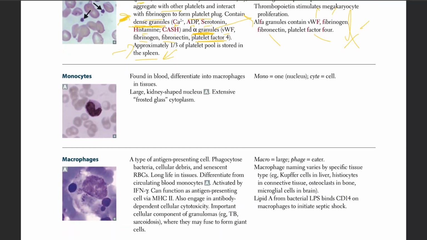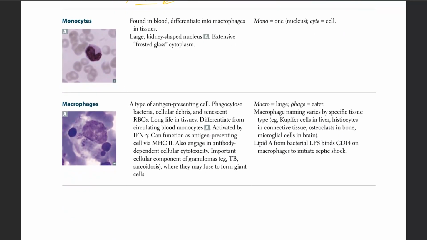Okay, moving on with the monocytes. That is found in the blood and differentiates into macrophages in tissues. Large kidney-shaped nucleus, extensive frosted glass cytoplasm. Looking at the picture, kidney-shaped nucleus with the frosted glass cytoplasm. Mono equals 1 nucleus, cyte equals cell.